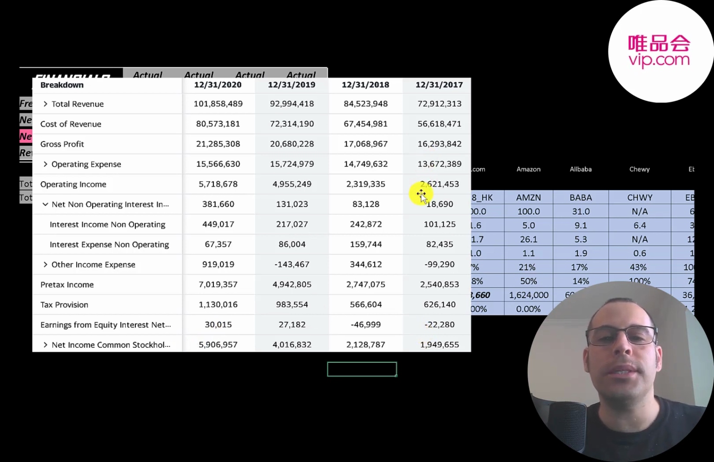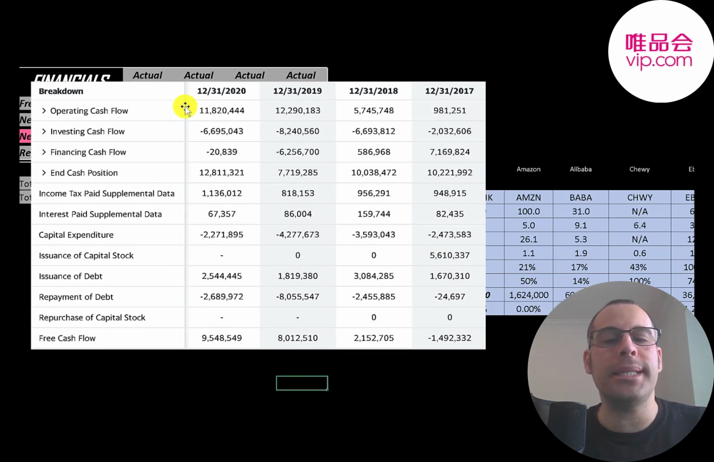You'll notice for most companies, the further down you get on the income statement, the greater the growth is. You can see the growth in revenue from 2017 to 2020 was about 40%. The growth in operating income was over 100%. The growth in net income was nearly 200%.